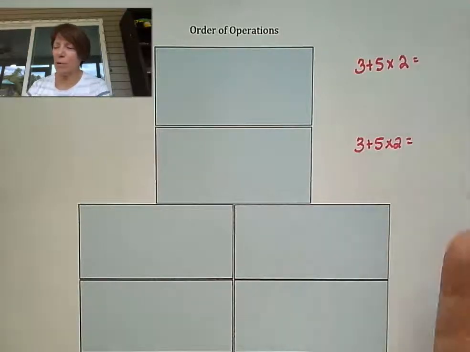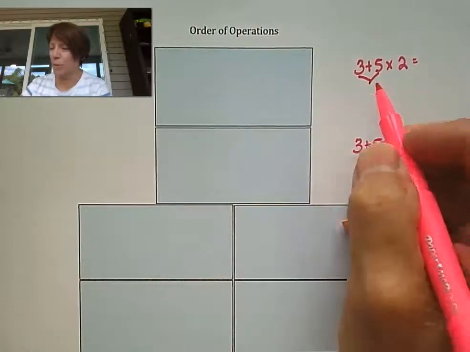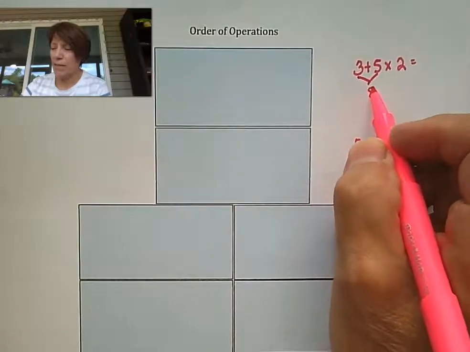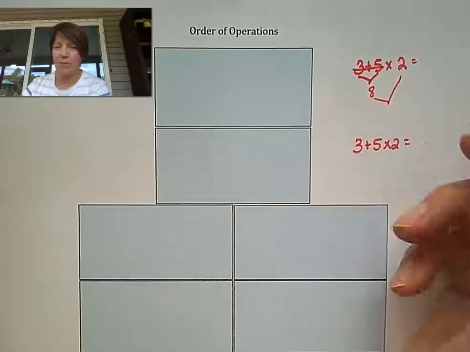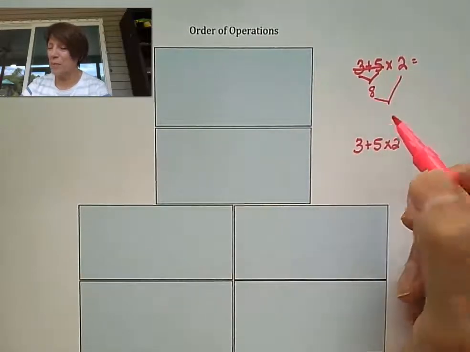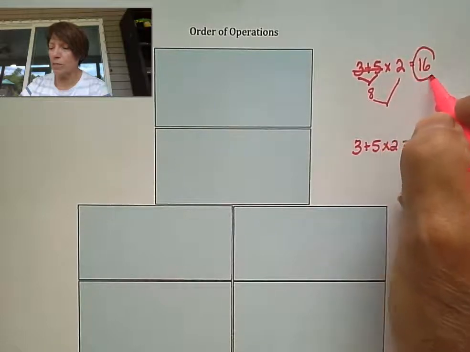Let's say we had this problem, 3 plus 5 times 2. You might be tempted to do the 3 plus 5 first because it comes first in the problem. So 3 plus 5 is going to give us 8. And then you would multiply by 2. I'm going to cross that 3 plus 5 out since I took care of it and I got my 8 there. And then 8 times 2 is going to give me 16. So my answer here would be 16.